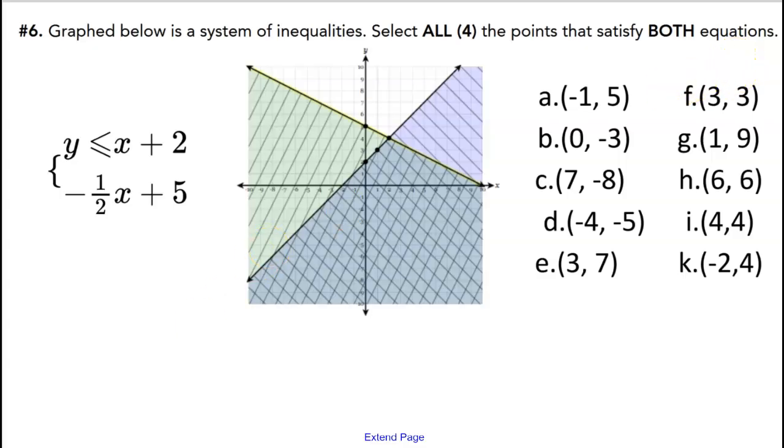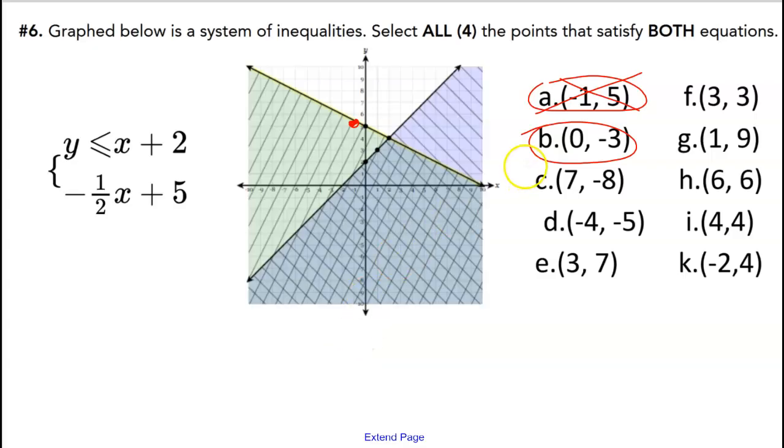All right, let's start with A. This is the region we need, this region right here. So if we start with A, negative 1, 5, all we gotta do is plot the point and see where it's at. Negative 1, go over negative 1 from 0, 0, and go up 5. That's not in this region right here, so that doesn't work.